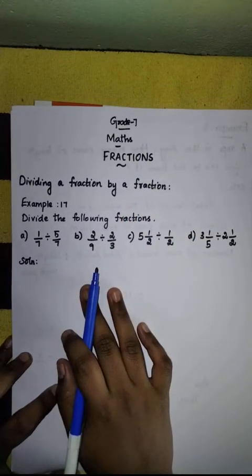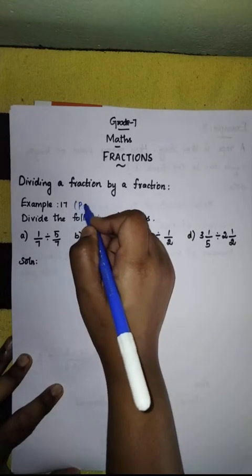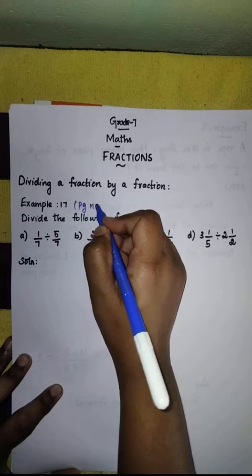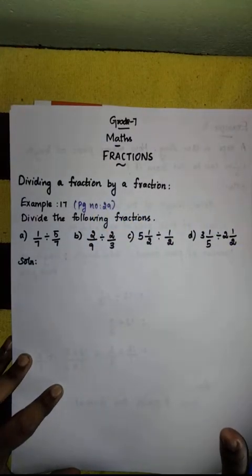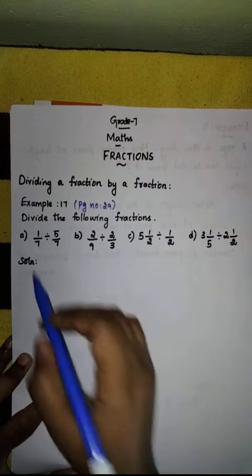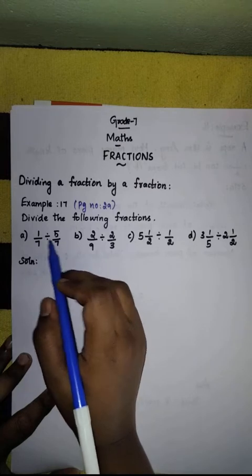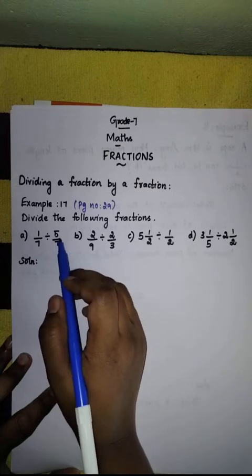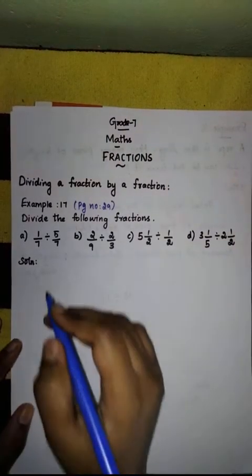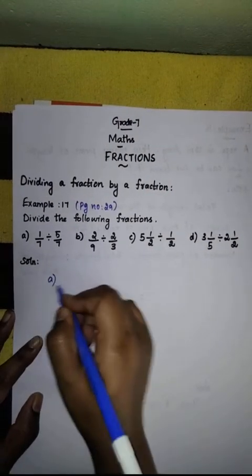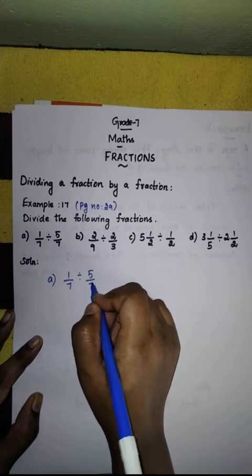Example 17, page number 29. Divide the following fractions. The first question is 1 by 7 divided by 5 by 7.